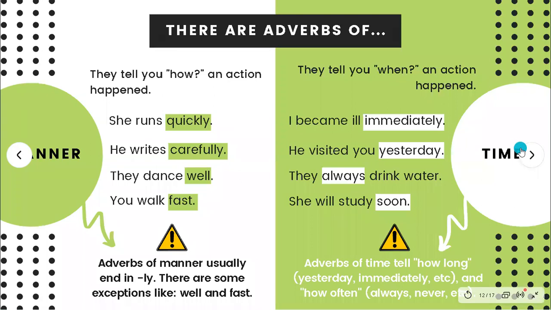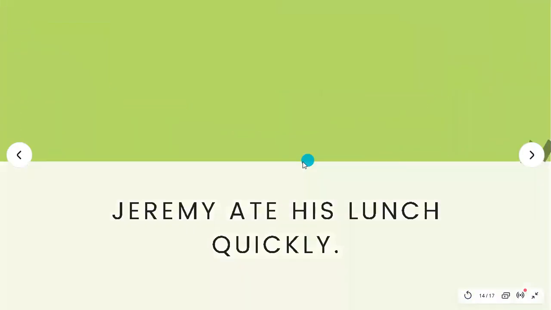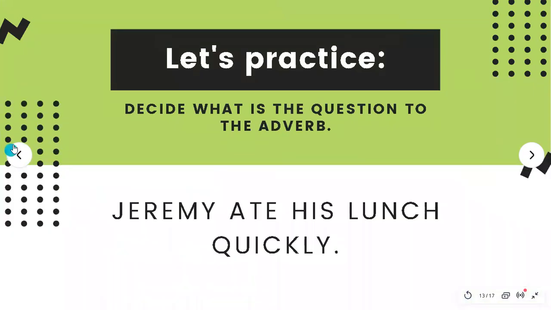And we are going to, oh no, you cannot see the answer. Okay, we're going to practice a little bit. So I want you to decide what is the question to the adverb, okay? ¿Cuál es la pregunta que yo tengo que hacer para reconocer el adverbio que está aquí? Tenemos el adverbio quickly. Entonces, ¿qué le pregunté yo al verbo? Le pregunté que Jeremy comía ¿cómo o que Jeremy comía cuándo?